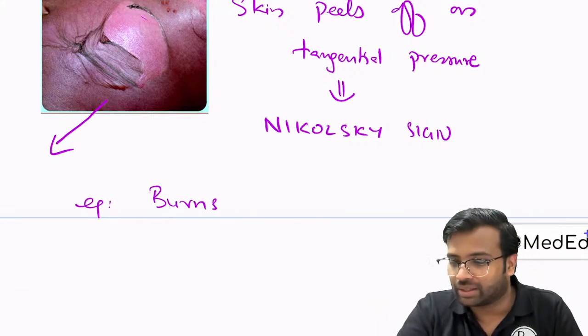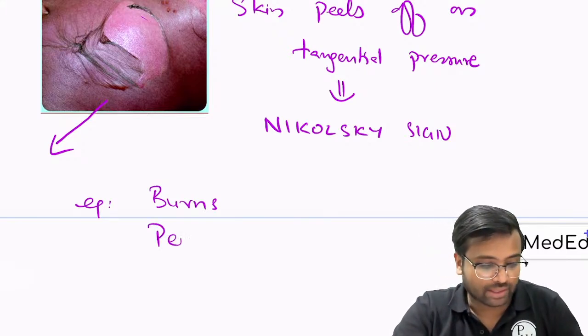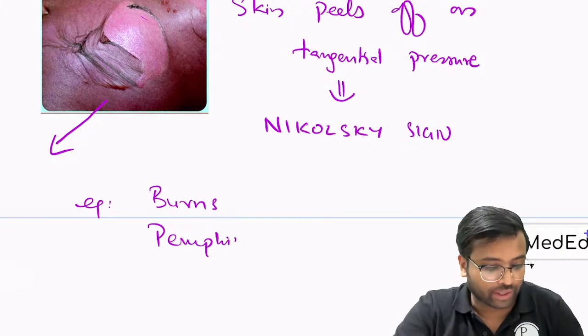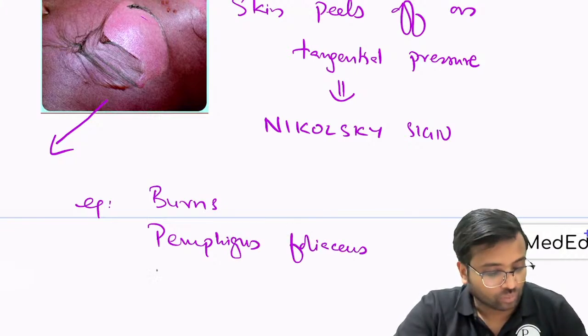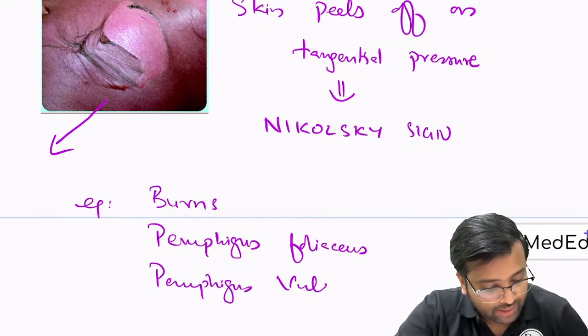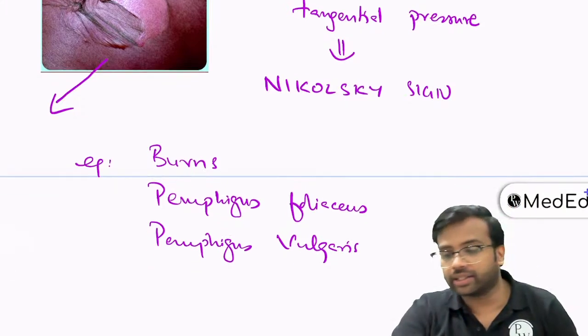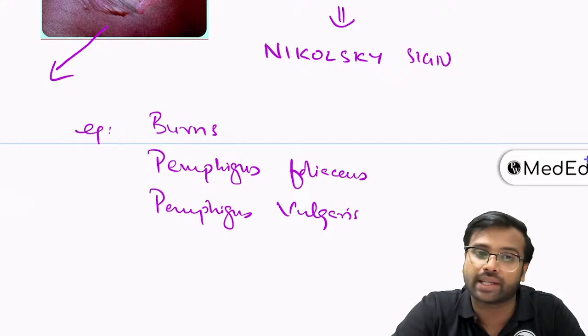Okay, so here another example should be pemphigus. Please try to remember pemphigus. So pemphigus foliaceus, pemphigus vulgaris. All these diseases can show a sign called Nikolsky sign.